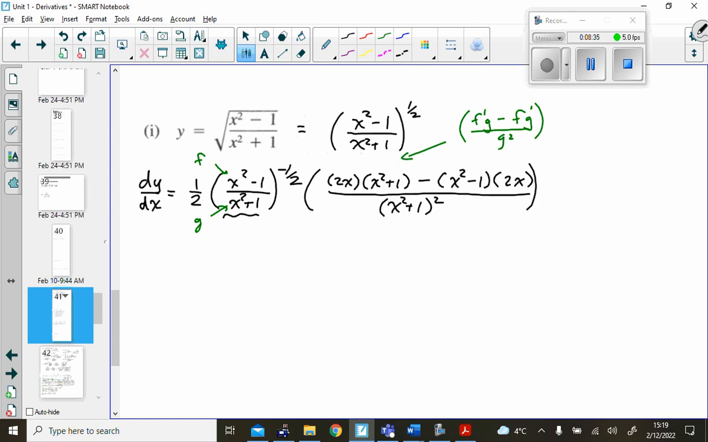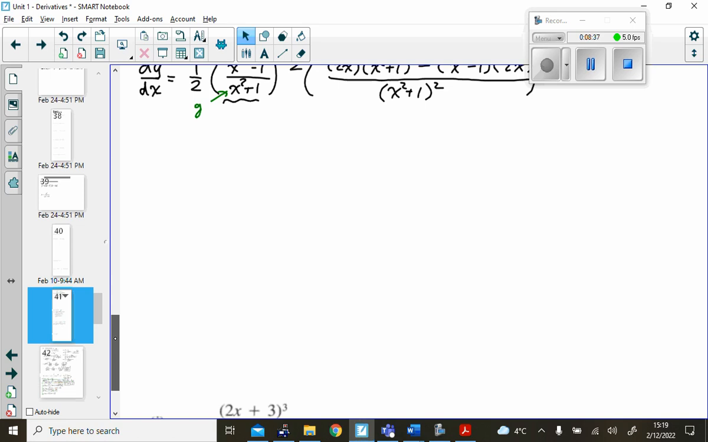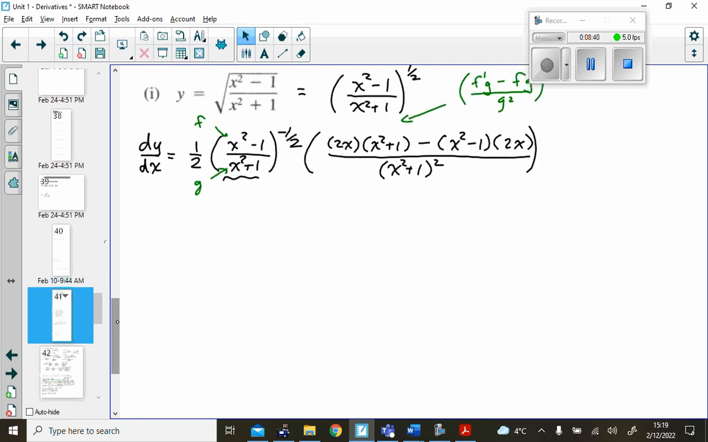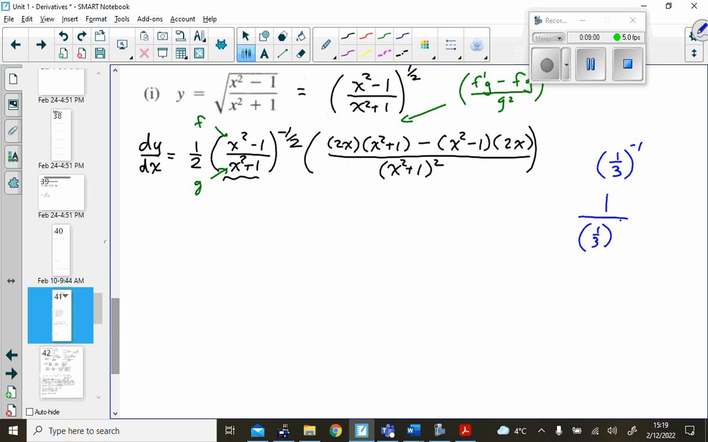Okay, now I'm going to do a nice, neat little trick. The trick I'm about to show you, if you remember, a negative exponent means to take it downstairs. So I'll do it with something simple. If you had 1 over 3 to the negative 1, that means you're going to write this as 1 over 3 to the plus 1. Just like if you had x to the minus 1, it would become 1 over x to the plus 1. You just drop the bracket downstairs.